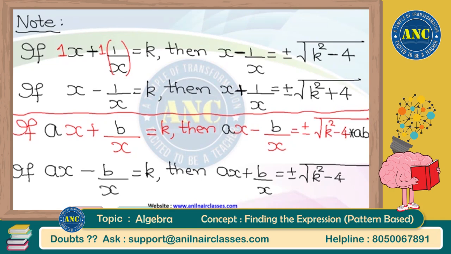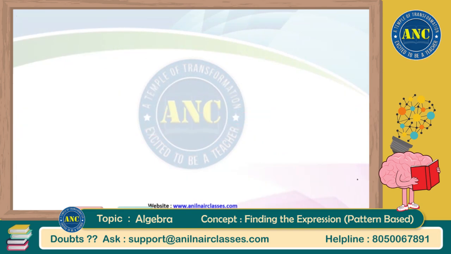But the k square minus 4 is when the coefficients of x and 1 by x are equal to 1. Whenever in any question the coefficients are not equal to 1, you should multiply this 4 with the coefficient of x, that is a, and the coefficient of 1 by x, that is b. I hope the idea is very clear. If you want the proof, the proof is also very simple, it's not at all difficult.